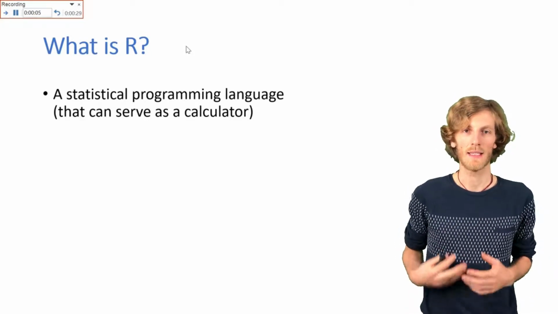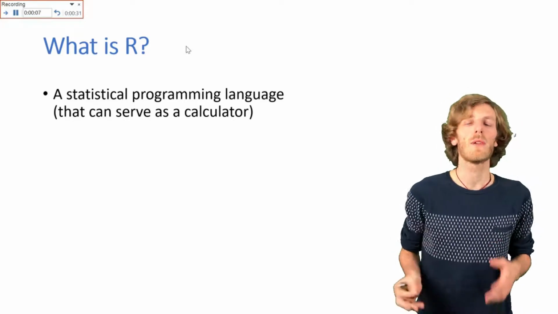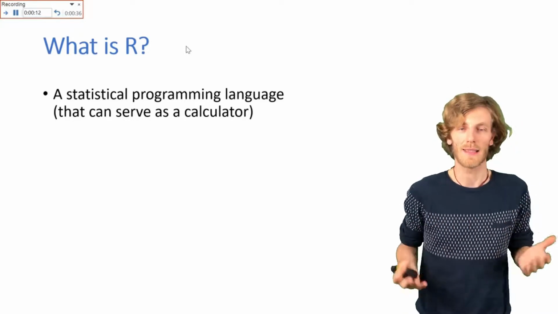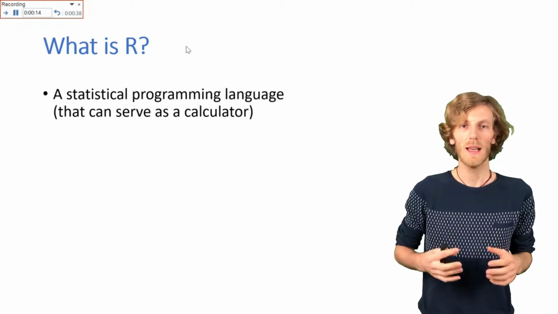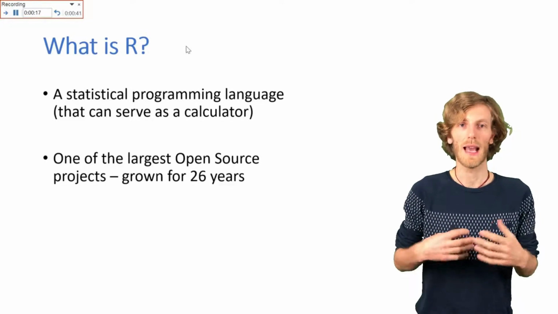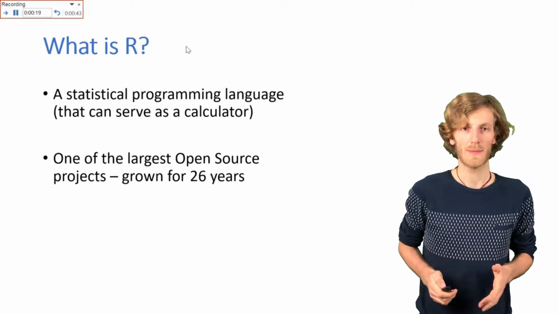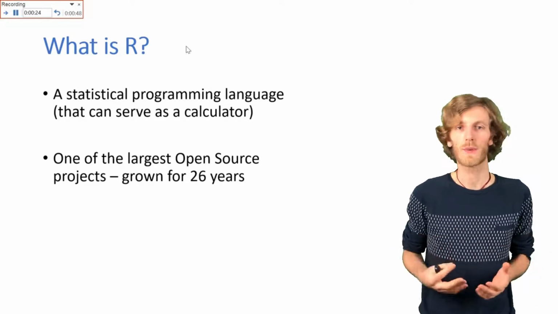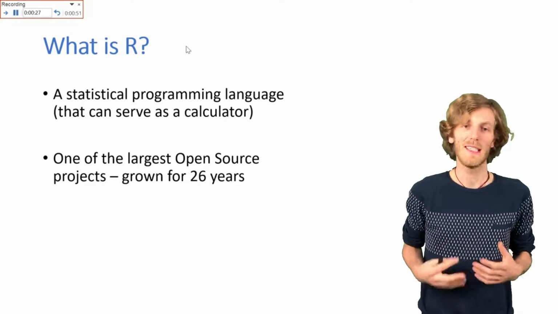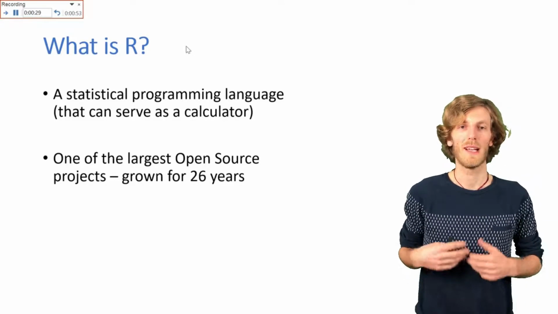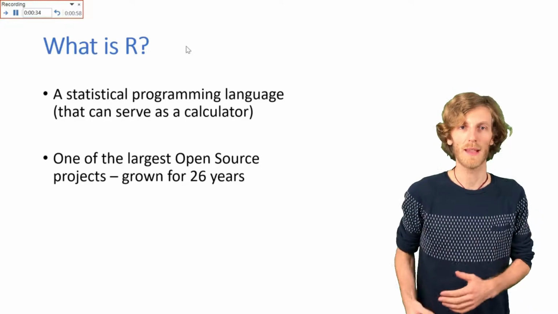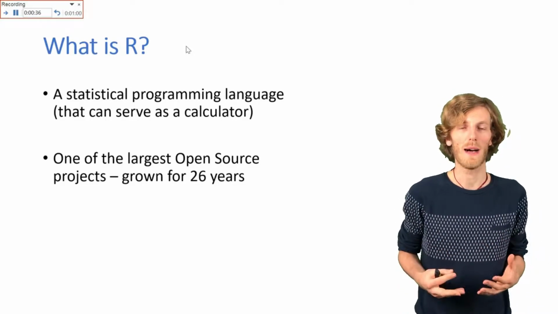R is a statistical programming language. But don't be too worried about the idea of a programming language. It can ultimately serve as a calculator as well. It's a way of doing analysis. It's an open source project, which means that a whole community of academics, of programmers, have volunteered a lot of time to build this up over the last 26 years. It also means that anyone who needs something can build their own part of it.